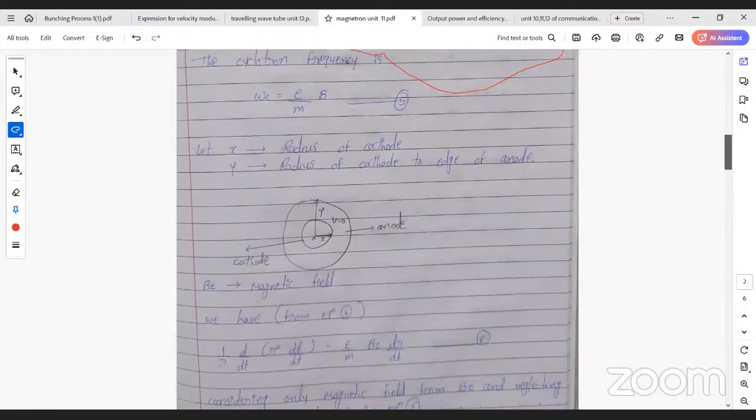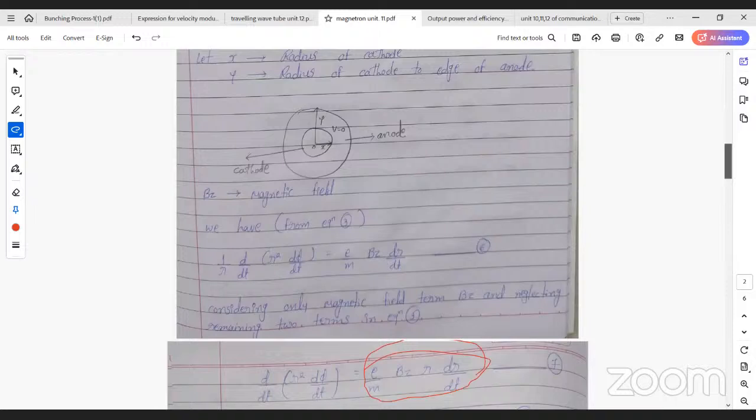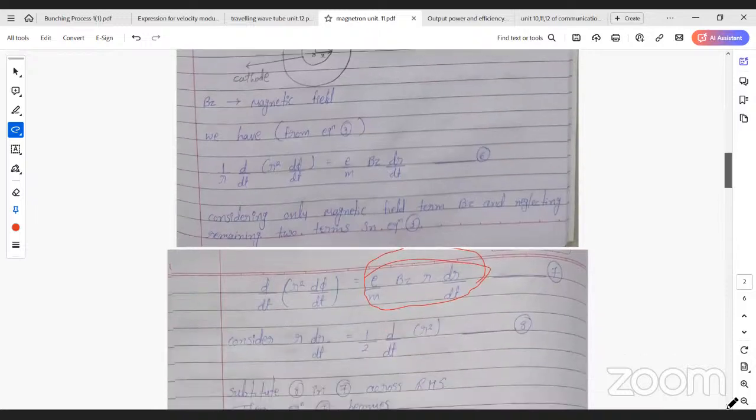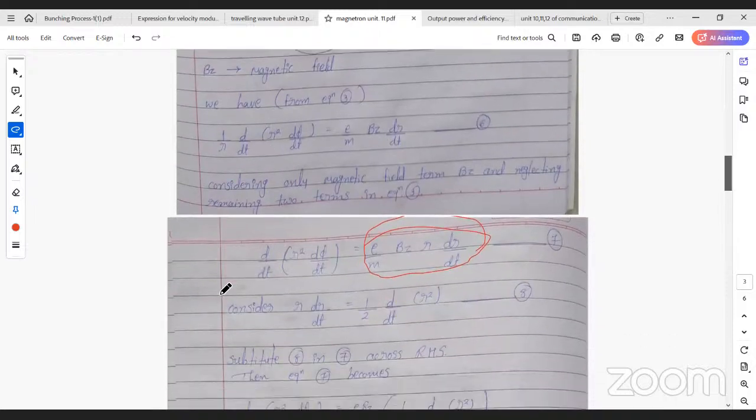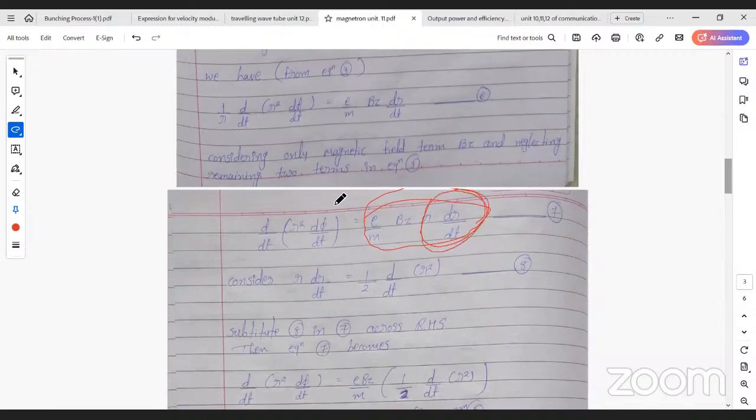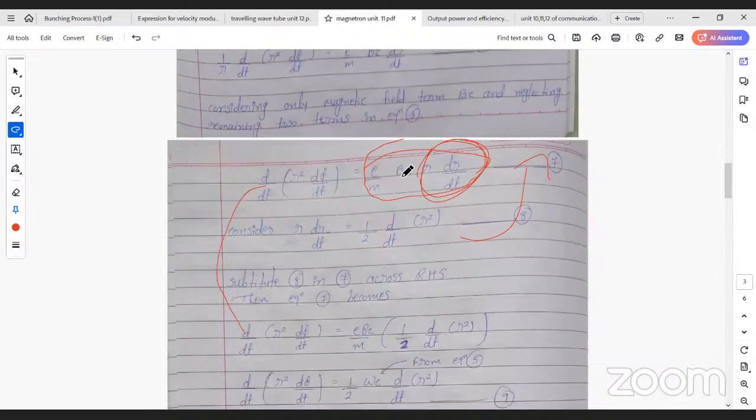After substituting in 18.7, what does equation 7 become? As it is, d by dt of r square d phi by dt equals e bz by m. This term is here. Next, what is in place of r dr by dt? I wrote 1 by 2 times d by dt of r square. Just r dr by dt is replaced with 1 by 2 times d by dt of r square.